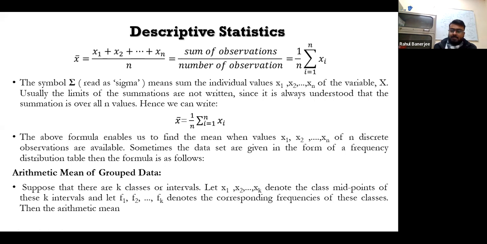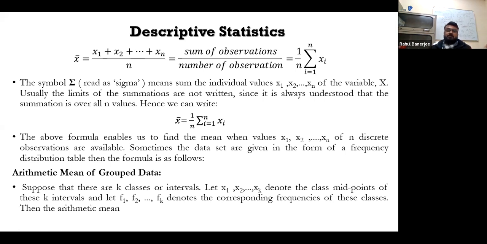So what we can do is classify the data set into different categories or groups. These categories or groups are known as class intervals. Then we see how many times a particular figure is repeated. That is known as the frequency. For example, if we have one value x, and x is repeated 10 times, then the frequency corresponding to x is 10. If y is repeated 20 times, then the frequency corresponding to y is 20.